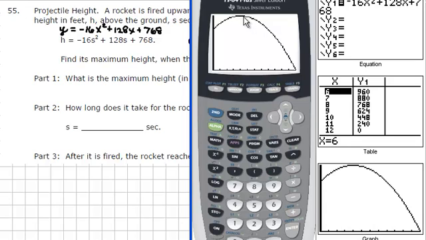If we want to determine the maximum height using the calculator, we can use calculate maximum. So you want to go to second trace, which brings up the calc menu.